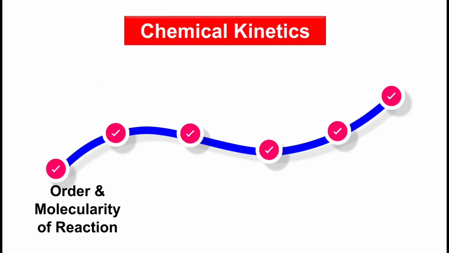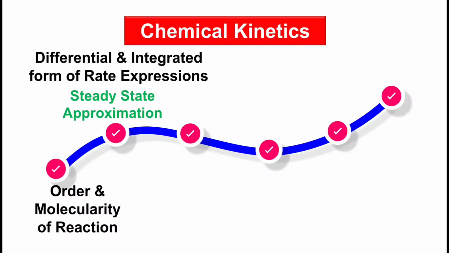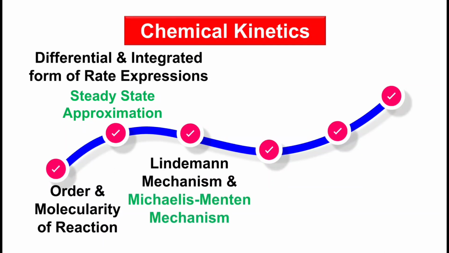Next important topic we have is chemical kinetics. In this, order of the reaction and molecularity of the reactions are important. Furthermore, the differential and integrated forms of rate expressions, steady state approximation, then Lindemann mechanism and Michaelis-Menten mechanism, and the Arrhenius equation. How temperature, catalyst amount and reactant concentration change the rate of reaction, we're going to cover in the Arrhenius equation.